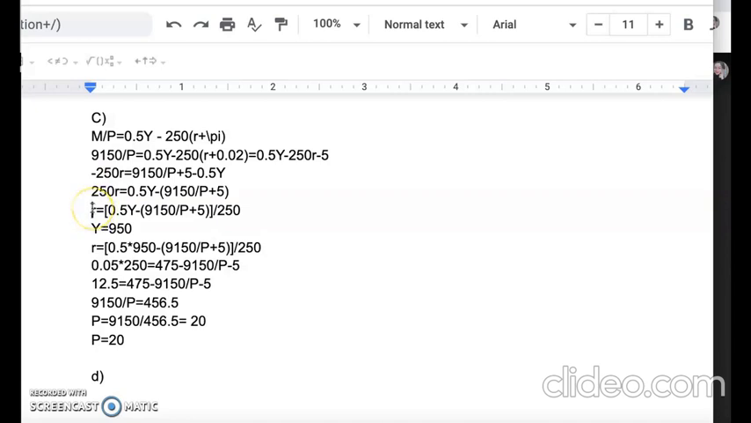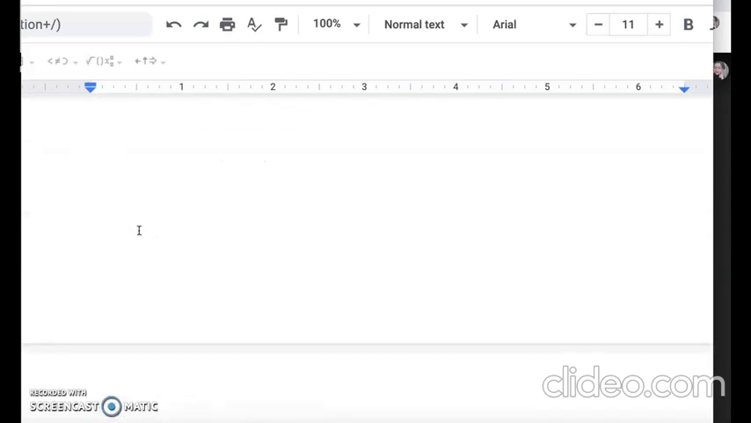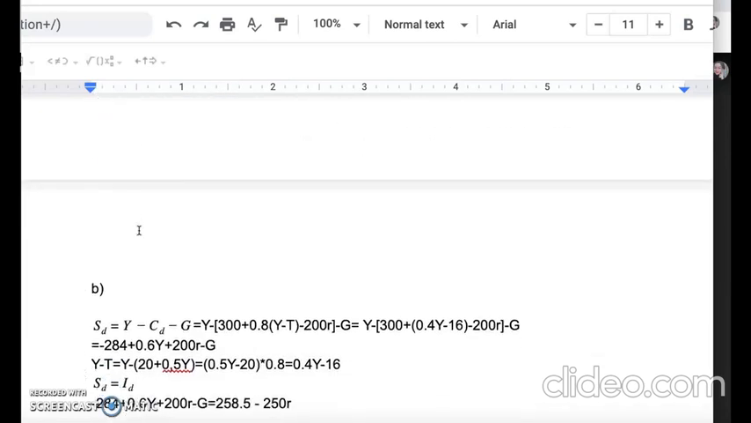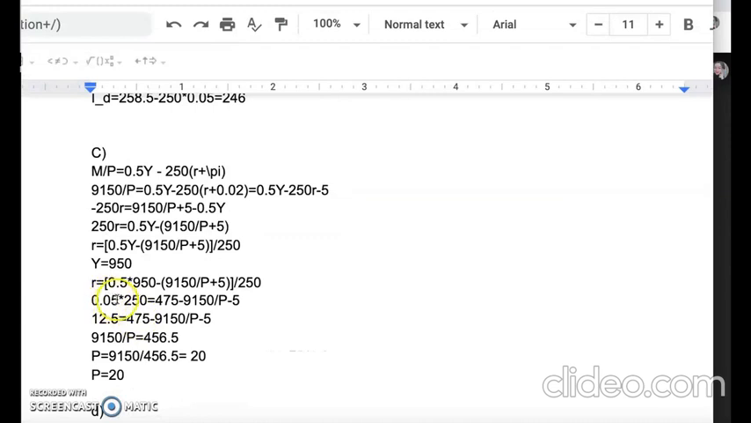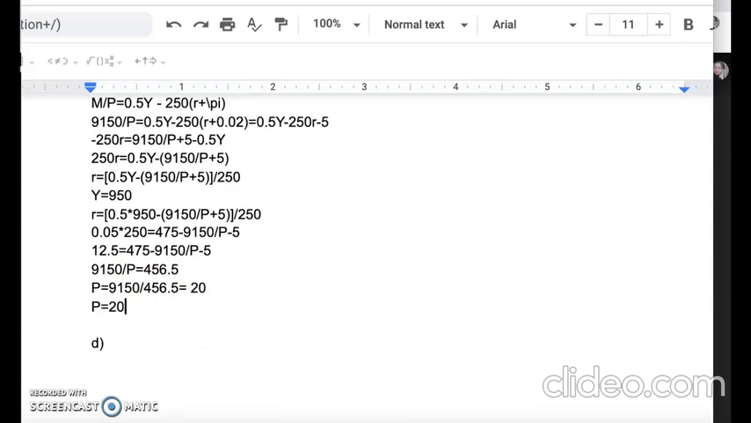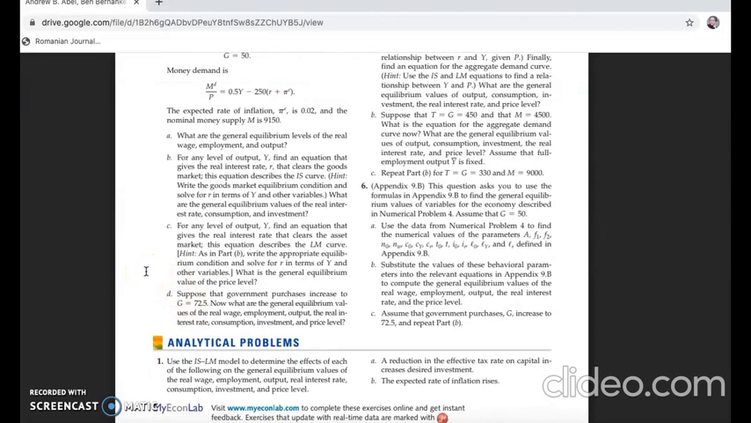After that you can see the steps here in order to find the function of interest rate, and also we will use the full employment output, which is 9,950, and we'll also replace the interest rate, which we've found in part B. Here, yes, which is 0.05, and by replacing it, 0.05 multiplied by 150 equals the rest of the formula, and after the simplification we will have the P value, which is equal to 20.